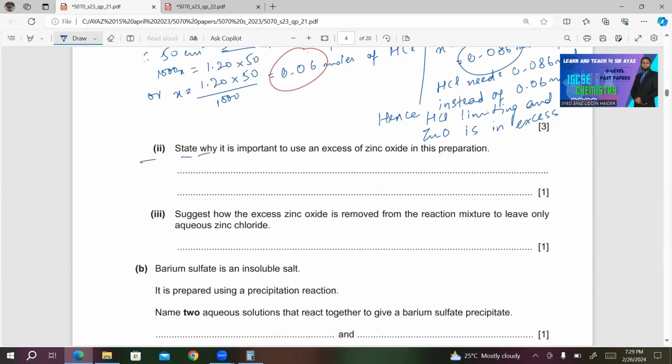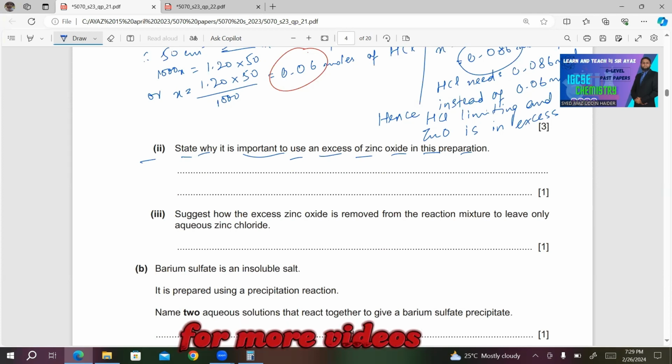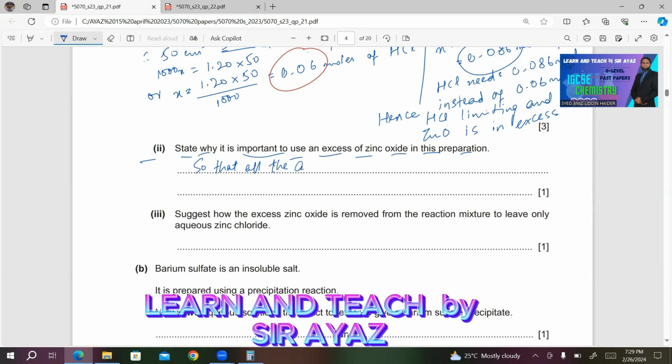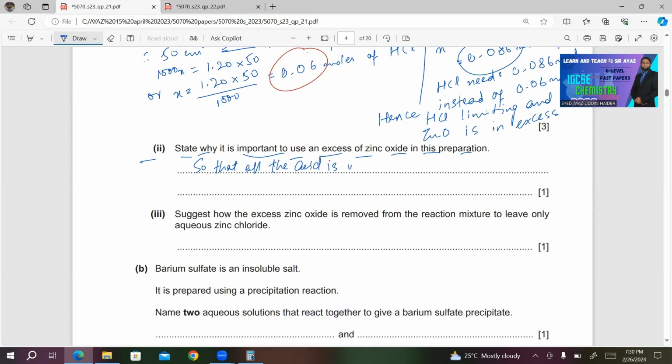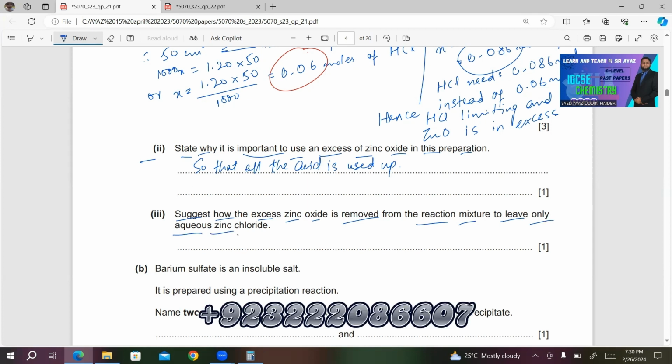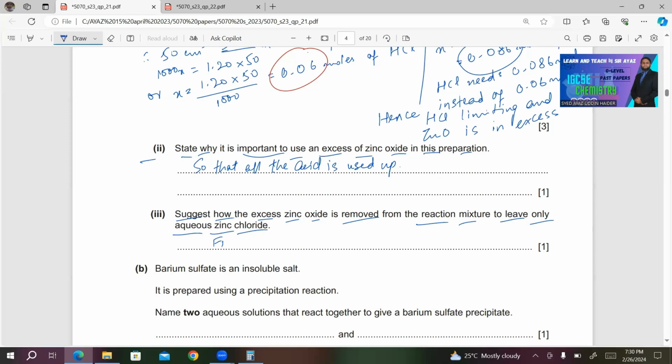Number 2, state why it is important to use an excess of zinc oxide in this preparation. So that all the acid is used up or reacted. Number 3, suggest how the excess zinc oxide is removed from the reaction mixture to leave only aqueous zinc chloride. It's very simple. You can filter the solution, so you write filtration.